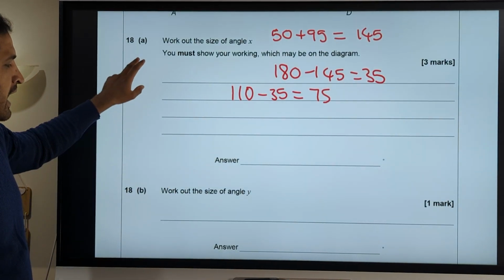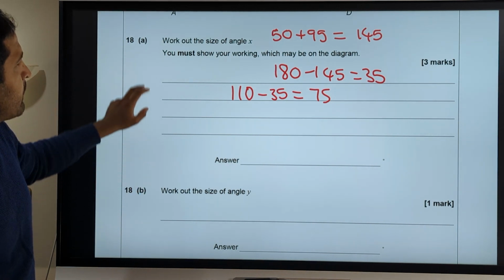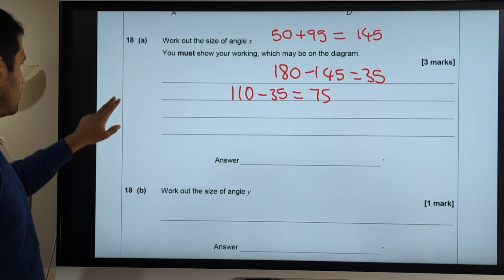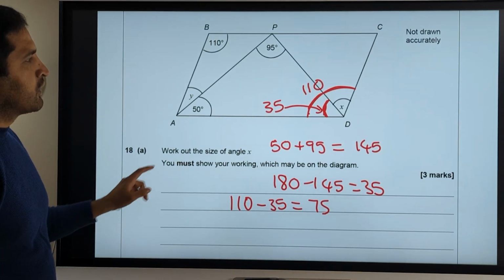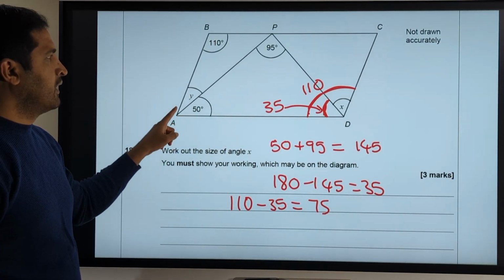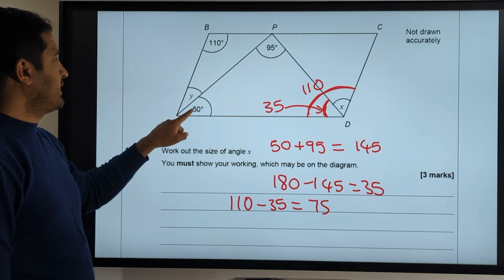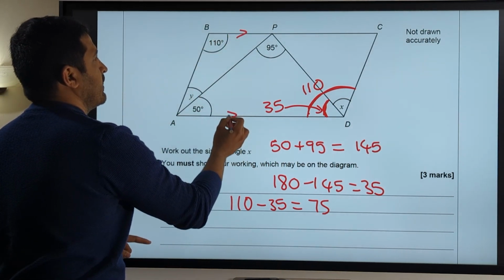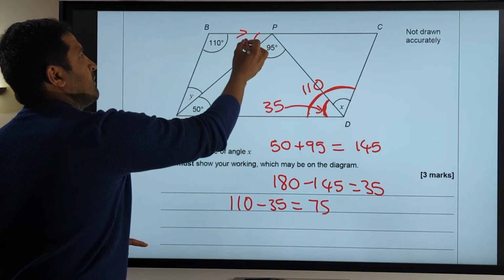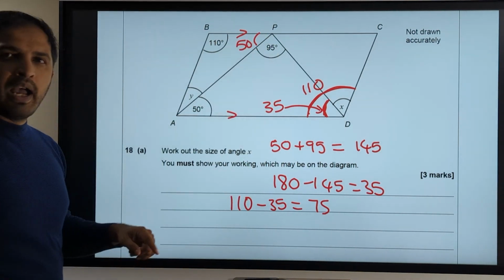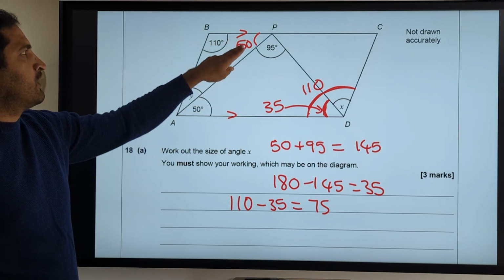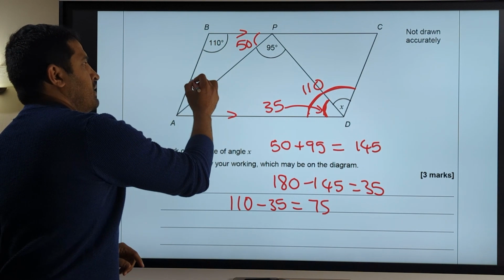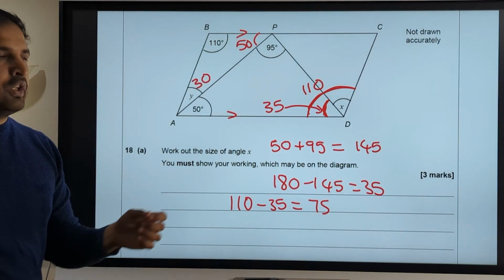Work out the size of angle y. Again, it's only 1 mark, but we can work it out quickly. So the angle y is here. And what I can do here is say, okay, if that's 50 there, then these two lines are parallel. If that's 50, that would be 50. Why? Because they are alternate angles. So 50 and 110 gives you 160, so that y has to be 30. That's all you needed to do, remember.